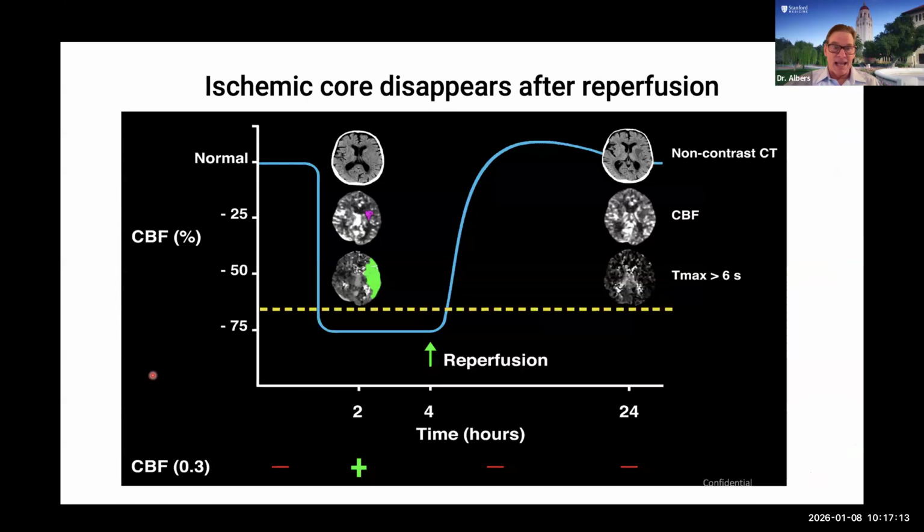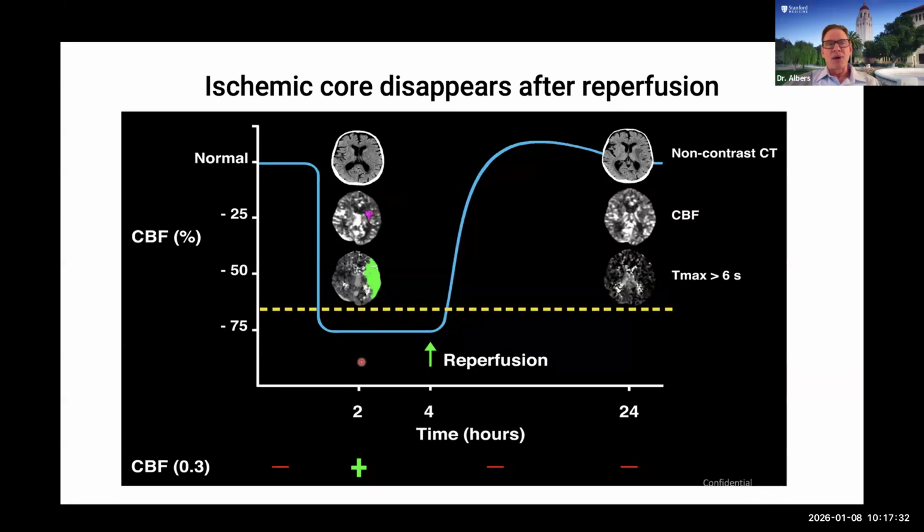So here's an example to demonstrate that. This is a patient who's scanned at 2, 4, and 24 hours. And on the y-axis is the reduction in CBF. So this dotted line is a magic 70% reduction. That's the reduction that will trigger the magenta color on the map.